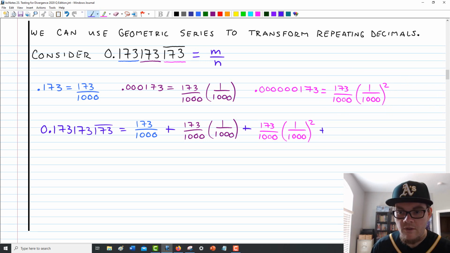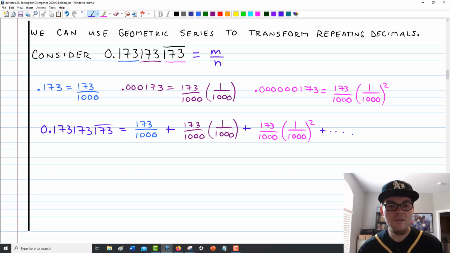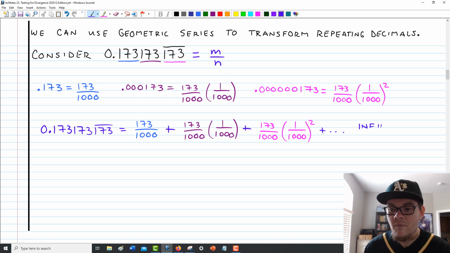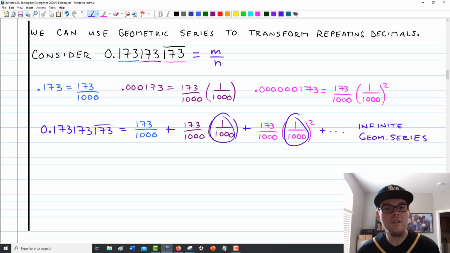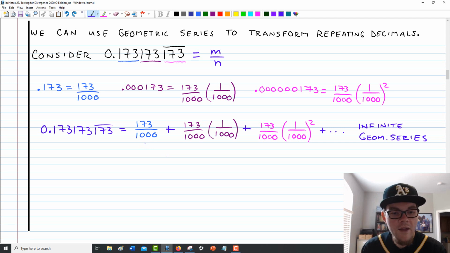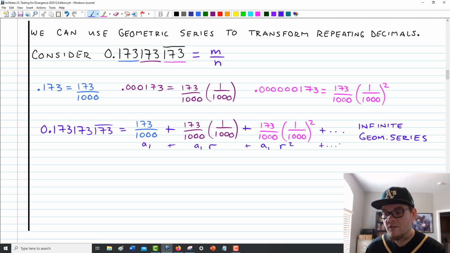What I'm hoping you notice is that this is just another way of writing a repeating decimal. The difference is this is pretty clearly an infinite geometric series. Look at it: we're taking a first term and multiplying over and over again by a ratio. We're just multiplying by 1/1000th every single time. So it fits that form of a sub 1 plus a sub 1 times r plus a sub 1 times r squared. This is literally just an infinite geometric series.